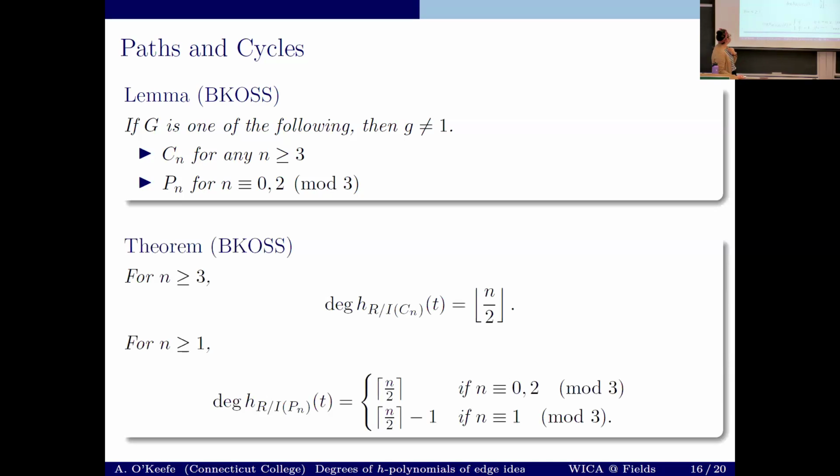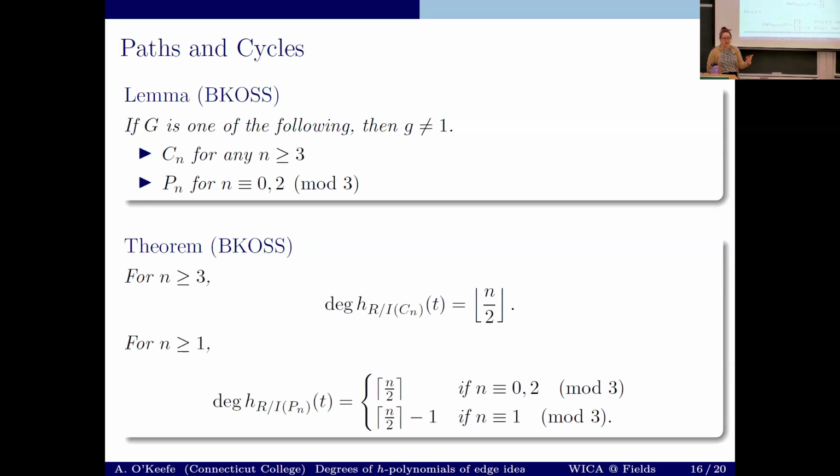In this case, the degree of the cycle is the floor of n over 2, which is the independence number for the cycle. Sorry, back up. For the paths, in the case where G is not equal to 1, we get the full independence number. And in the case where n is congruent to 1 mod 3, we get the independence number minus 1. So what do you look at after that?